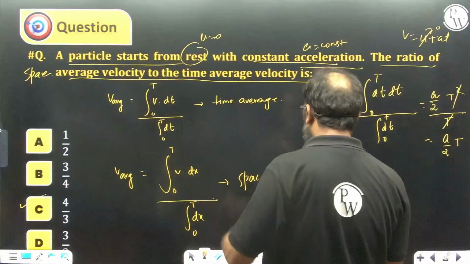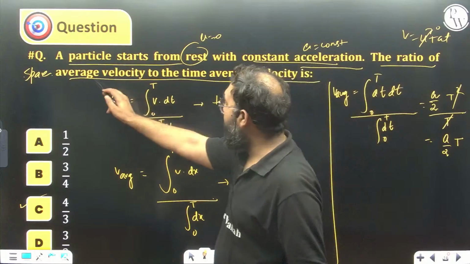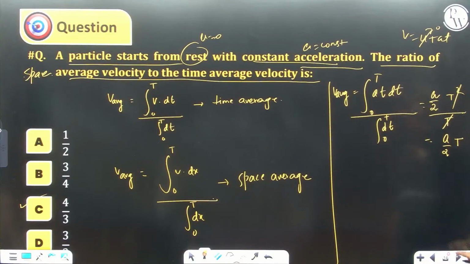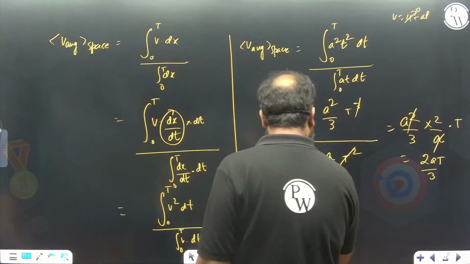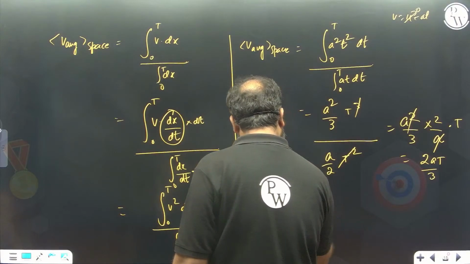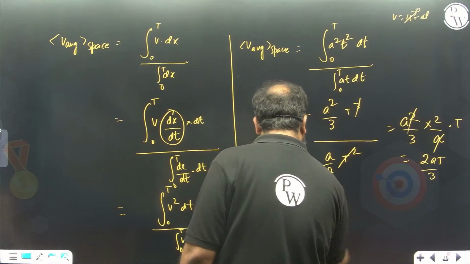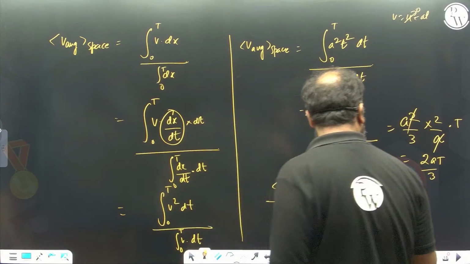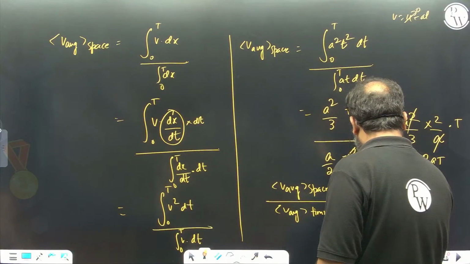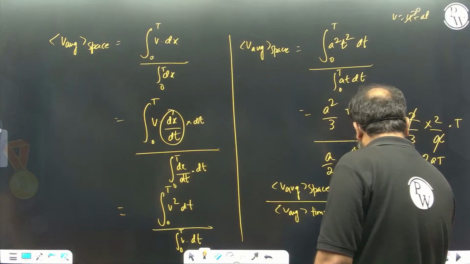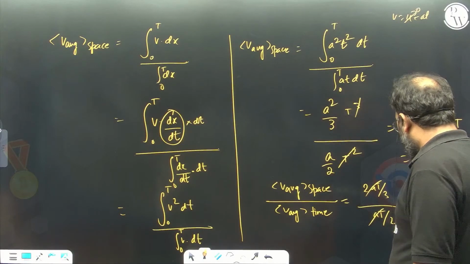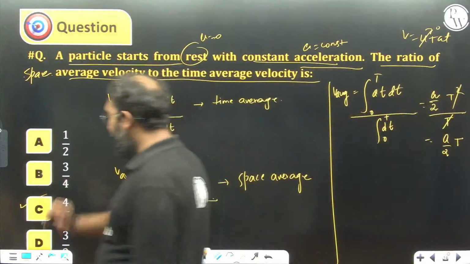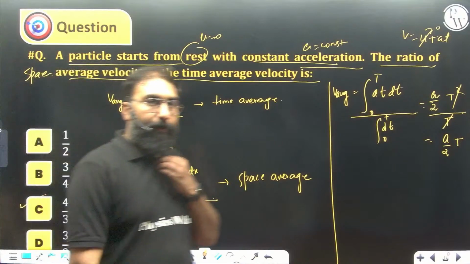So what we are supposed to find out here is the ratio of the space average velocity to the time average velocity. So time average velocity was coming as AT by 2 and this is 2AT by 3. So V average over the space divided by V average over the time. It's a very good question. This is 2AT by 3 divided by AT by 2. So this AT will get cancelled and it will be 4 by 3. So the correct answer is 4 by 3. I hope this is clear to everyone.